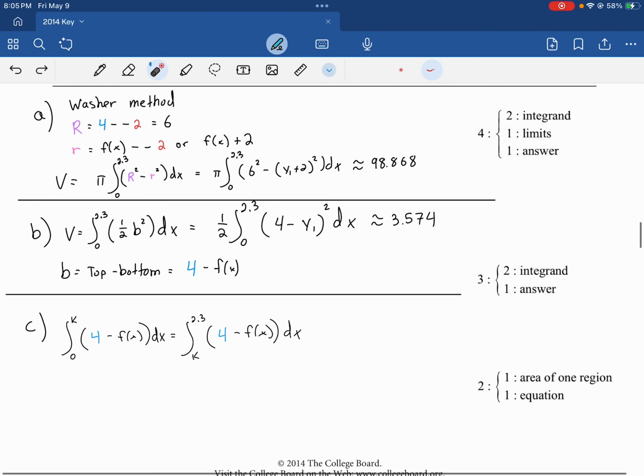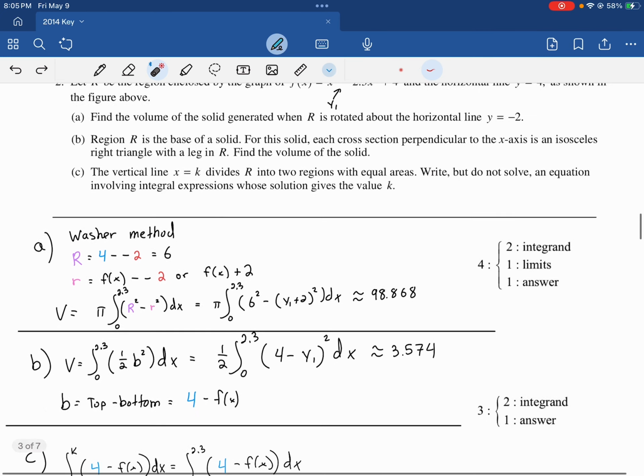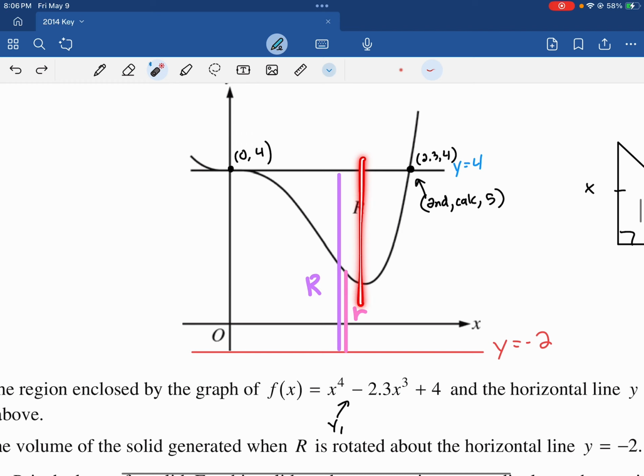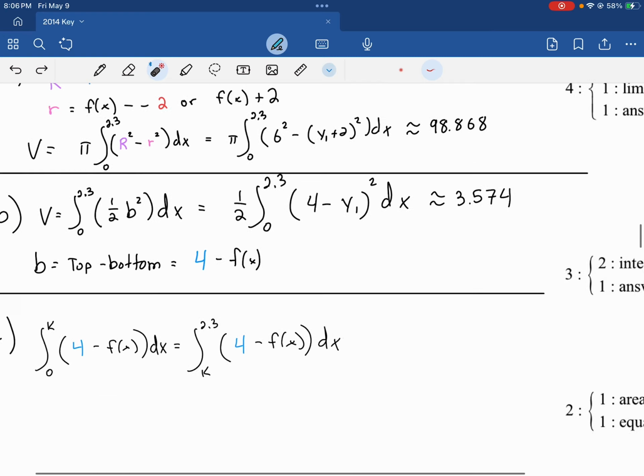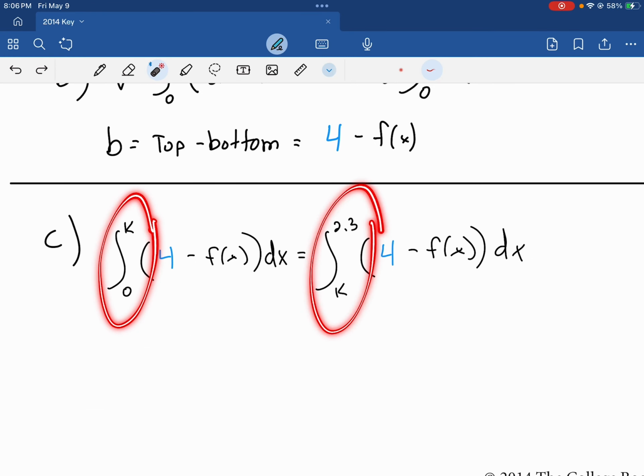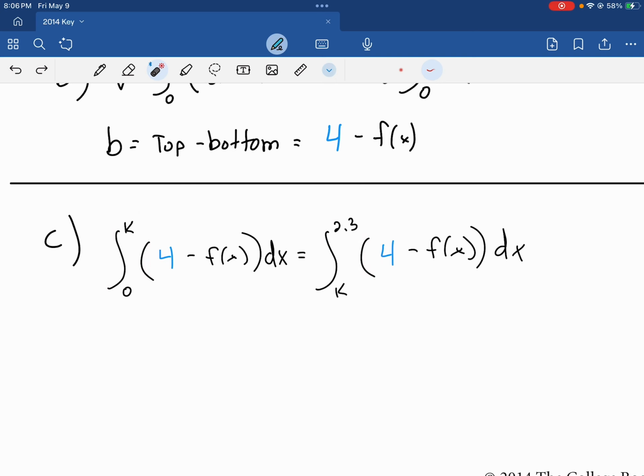For the next one, they're looking for a specific k value that breaks this region R into 2 sections of equal area. Write but do not solve an equation involving integral expressions whose solution gives the value k. So there's some sort of k value that might break this up into 2 sections of equal area. I just want the area from 0 to k to match the area from k to 2.3 because it's going to be cutting it into equal areas.